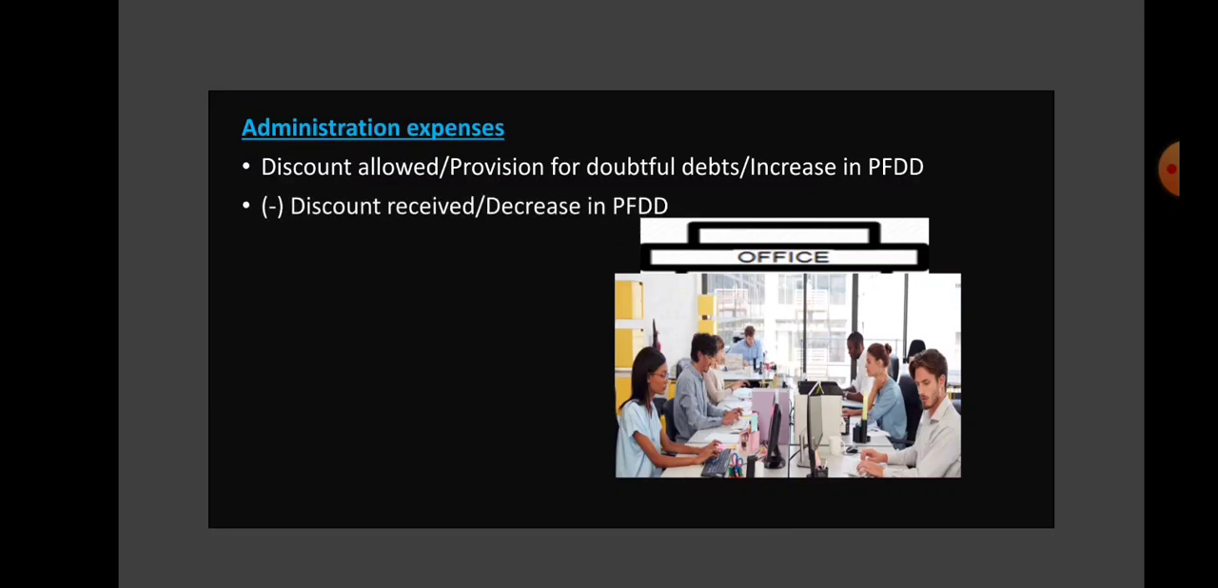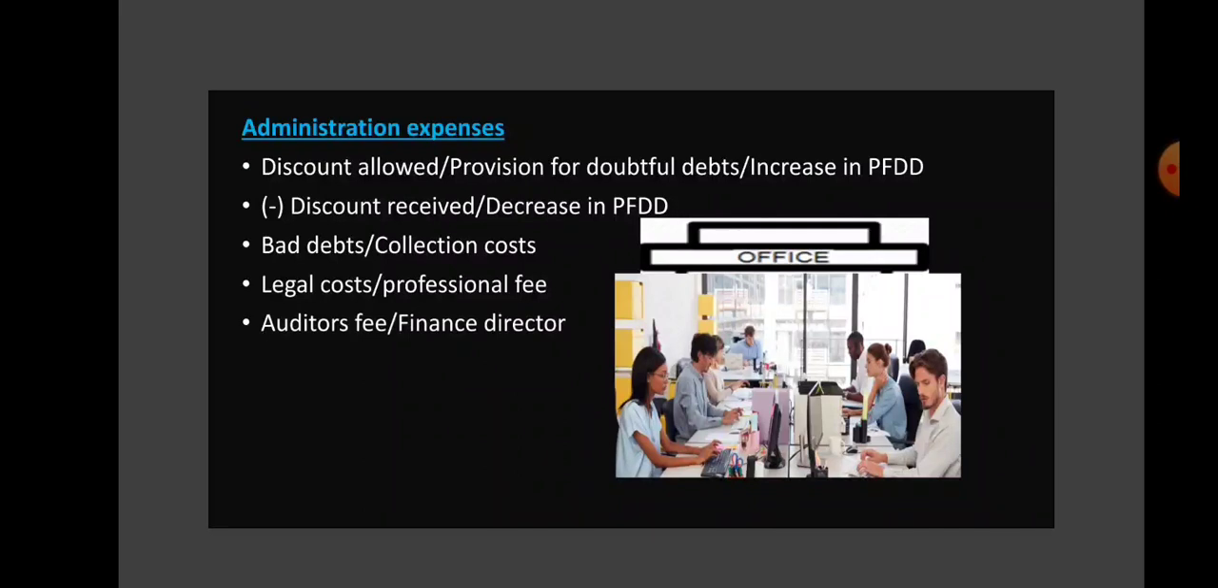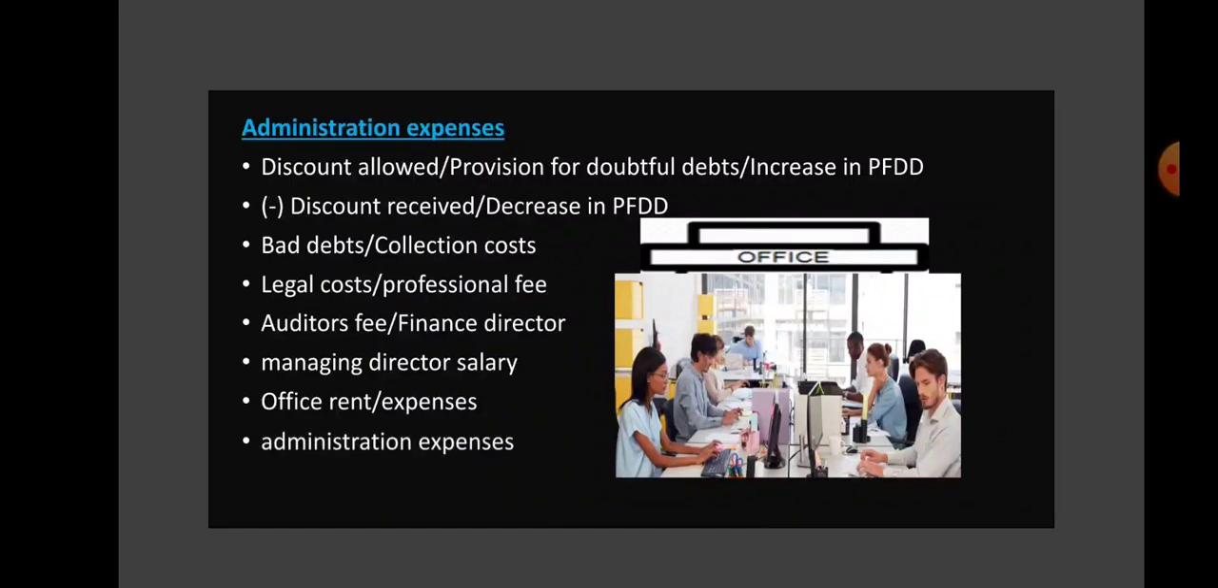Sometimes there could be a decrease in the provision for doubtful debts. Then it becomes an income. So if it is an income, it should be deducted from the administration expenses in order to arrive at the total of the administration expenses. And the other expenses can include legal costs, professional fees, auditor's fees, finance director's salary, managing director's salary, office rent or expenses, administration expenses, and telephone expenses. So that is how you have to take the total.